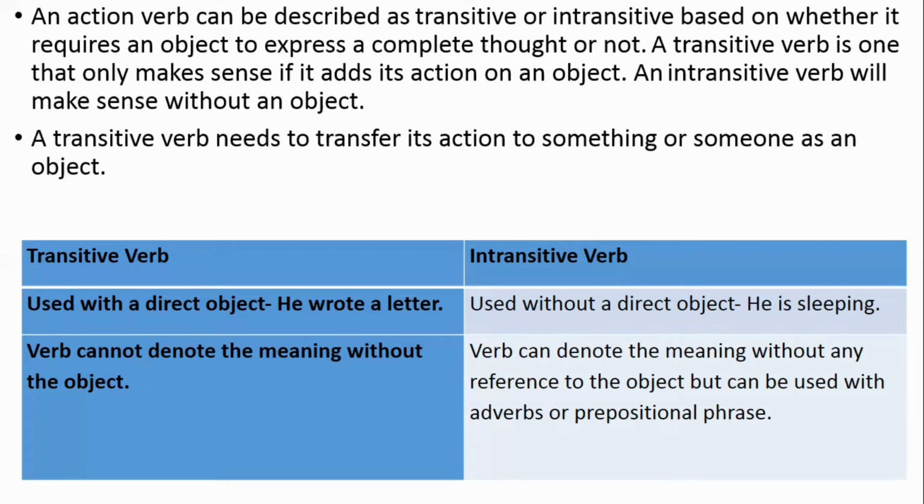Let's see some differences here. Used with the direct object: he wrote a letter. It is used with the object. But here, in intransitive verb, used without a direct object: he is sleeping. So sleeping is a verb, right? He's sleeping. So it itself is the verb, and after this, there is no need of an object, right? The verb can denote the meaning without any reference to an object, but can be used with adverbs or prepositional phrases.